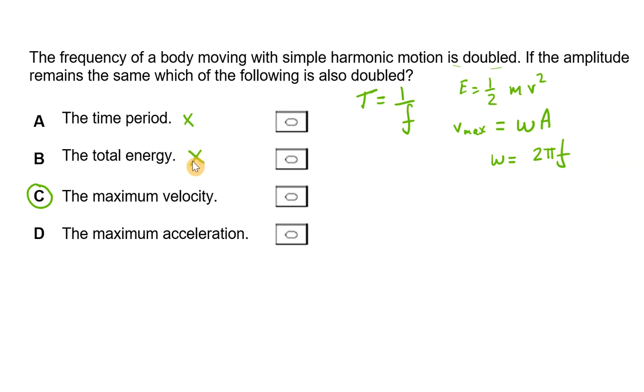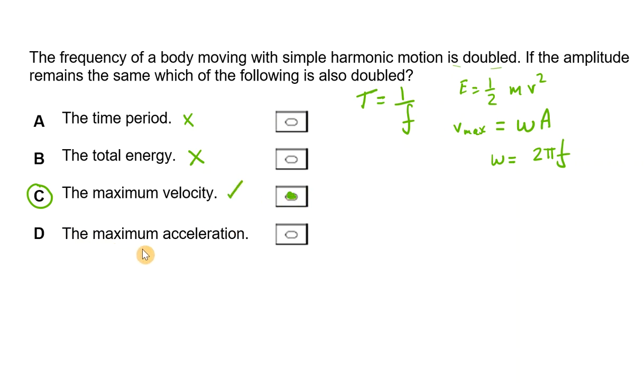So that isn't correct. What about the maximum velocity? Well, I've sort of in a way already answered that. If I double the frequency, the angular velocity doubles. If I double the angular velocity, the maximum velocity doubles. So that is true. The answer is C.